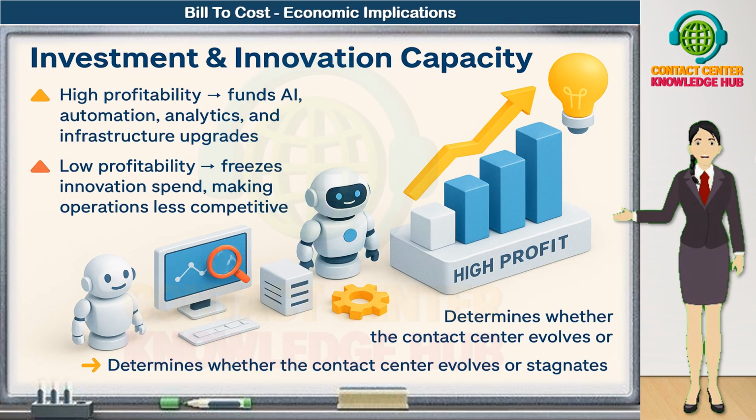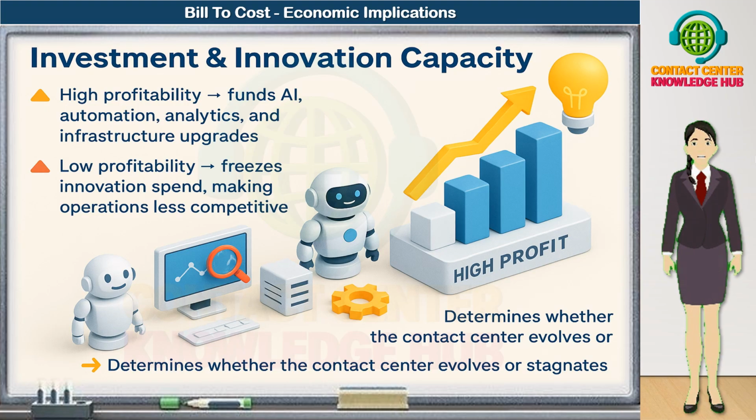Let's now examine another critical economic implication of the build-to-cost ratio: investment and innovation capacity. When your operation maintains a high build-to-cost ratio, it generates healthy profitability, and that profitability becomes the fuel for innovation. It enables investment in AI technologies, automation, advanced analytics, and infrastructure upgrades that improve efficiency and competitiveness. However, when profitability is low, those innovation budgets are the first to be frozen. Technology upgrades get delayed, automation projects stall, and the business begins to fall behind in capability and market readiness.